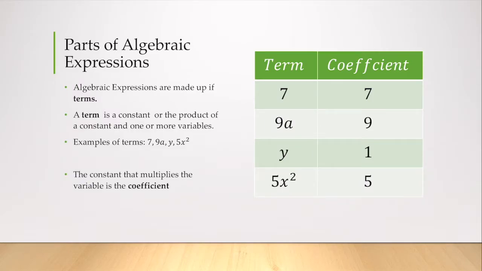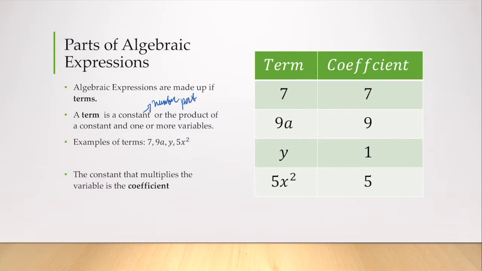So first off, let's determine what an algebraic expression is. Algebraic expressions are made up of terms. A term is a constant or the product of a constant and more variables. Constant refers to the number part.